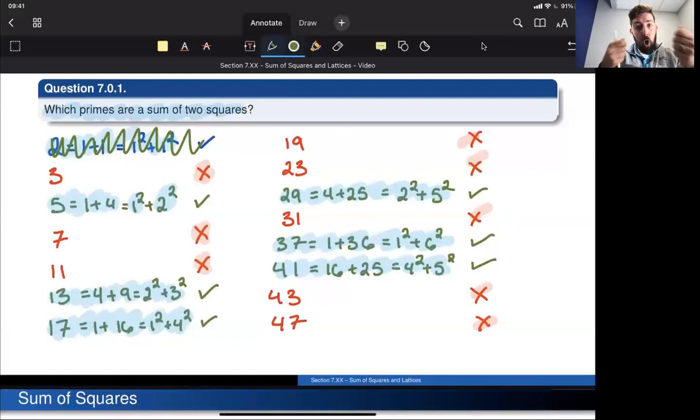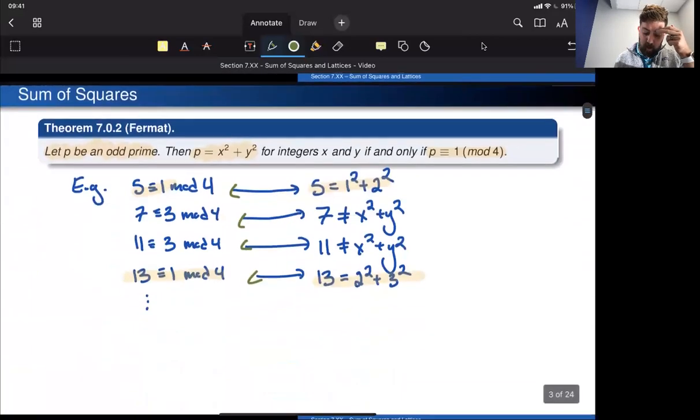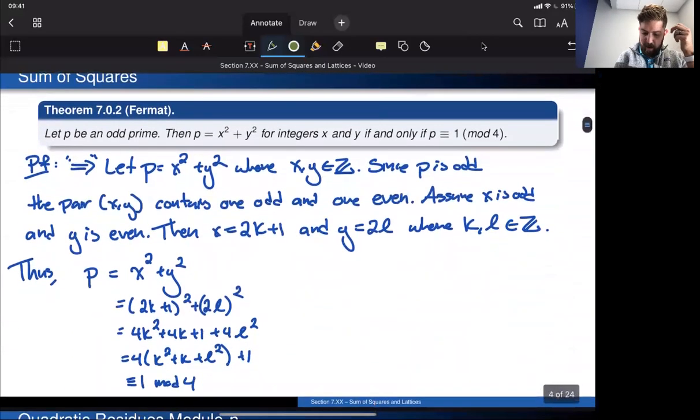I don't necessarily know which one is which. Sometimes the smaller number will be the odd one. Sometimes the larger number will be the odd one. For example, in 5, I have a 1 and a 2 squared, but in 13, I have a 2 and a 3 squared.